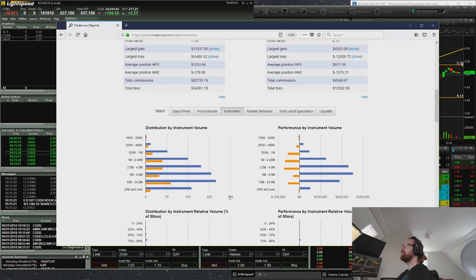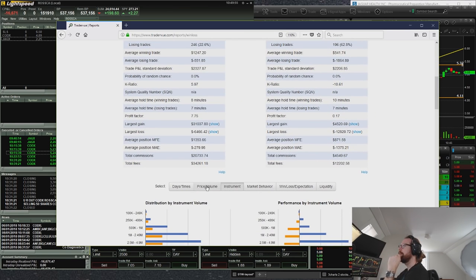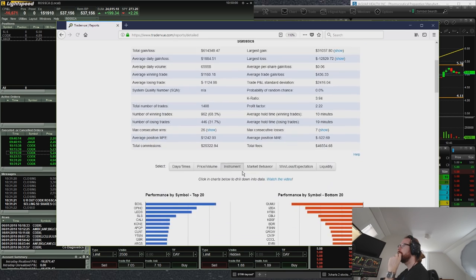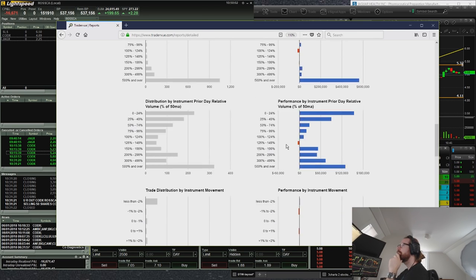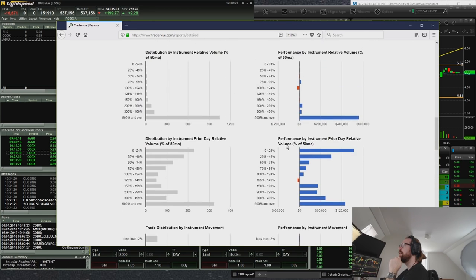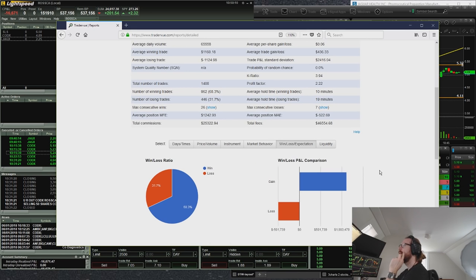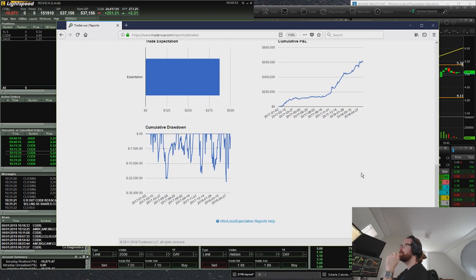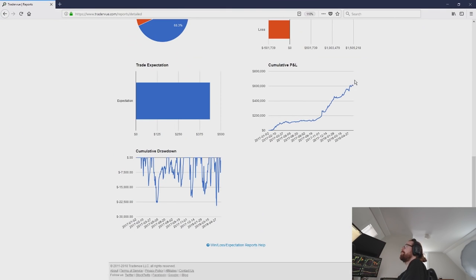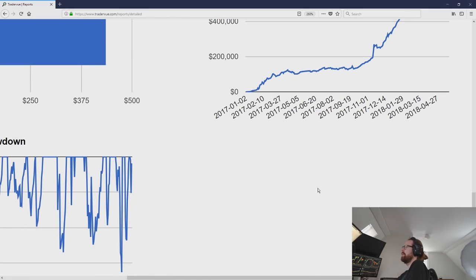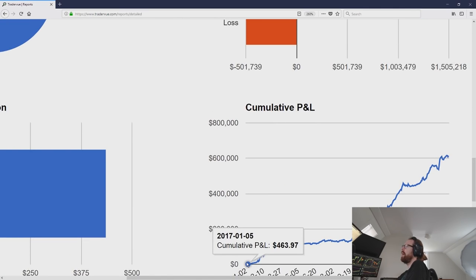The one that I'm trying to find is my max drawdown. Where is it? Detailed, maybe. No, I can't find it right now, this isn't always the easiest to use, but what I was looking for is, oh, here we go. So cumulative P&L right here, that's how much I've made since I started this account. Back here a year and a half ago, $500 in the account. Three days in, I'm at $125, right?